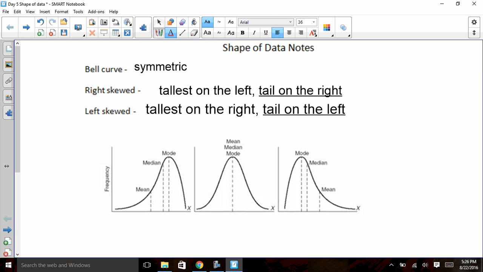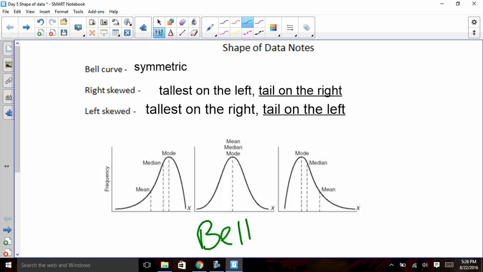So if you take a look at the shapes down below, you should say that this middle one's going to be my bell. Everything's right in the middle. It all is the same value. I can go ahead and cut that shape in half. Now finding the left and right. Well, the right skew has that tail off to the right. So if you notice over here, my right graph will actually be my right skewed.